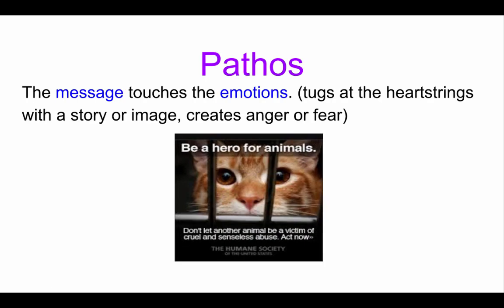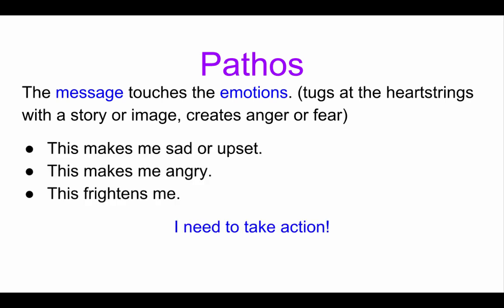Last, we have what most people consider the most effective of the 3 strategies: pathos. For pathos to be effective, the message touches the emotions. It tugs at the heartstrings with a story or an image, or it creates anger or fear. A reader or listener will react to this type of argument because they will think, "This makes me sad or upset. This makes me angry. This frightens me. I need to take action." If this is how he reacts, he will be swayed by this strategy.